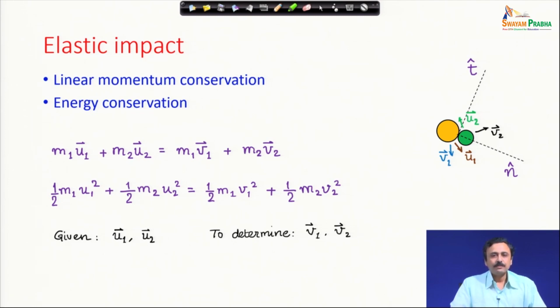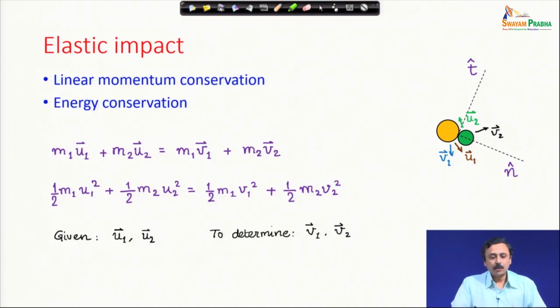Now, we are given in this particular situation that we are going to analyze u1 and u2, the incoming velocities of the two particles. We have to determine v1 and v2. In this particular situation that I have drawn, we have two velocity components along n and t, and therefore we have 4 unknowns. v1 and v2 will have 2 components each. So, there are 4 scalar unknowns.